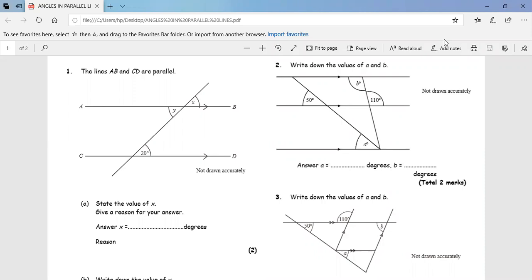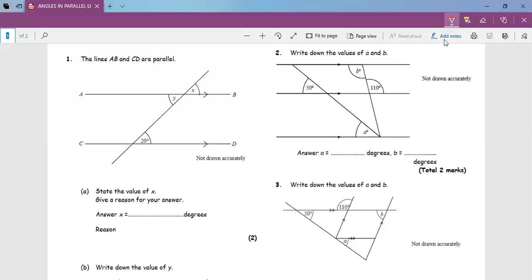The lines AB and CD are parallel. Question A, state the value of X, give a reason for your answer. So when you look at angle X here, this angle X is corresponding to 20. Hence, also this will be 20. So angle X will be valued 20 degrees.